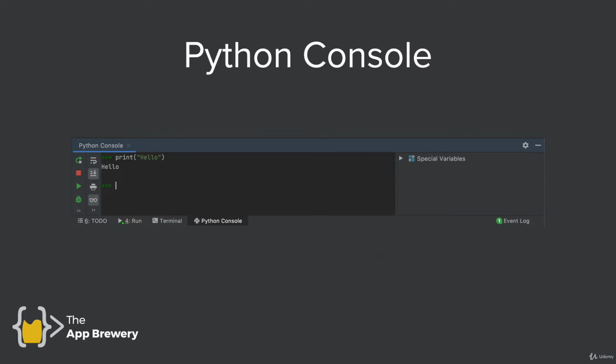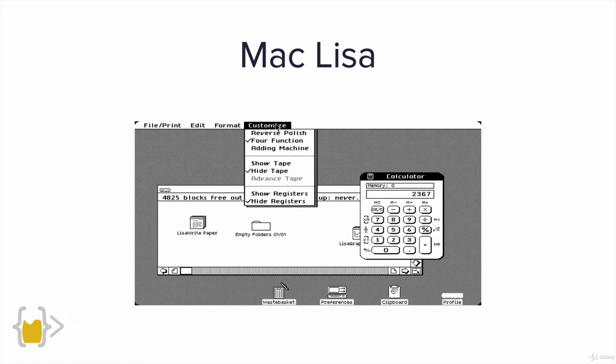But GUIs were different. GUIs are graphical, and accompanied with a mouse, they allowed a user with very little training in computers to be able to just point and click on the thing that they want to do on the screen. And one of the earliest computers that incorporated this type of GUI operating system was the Mac Lisa.